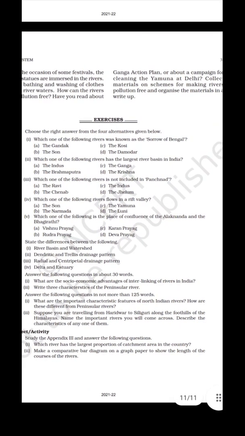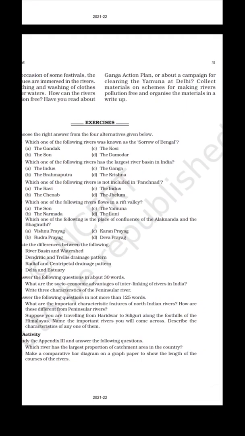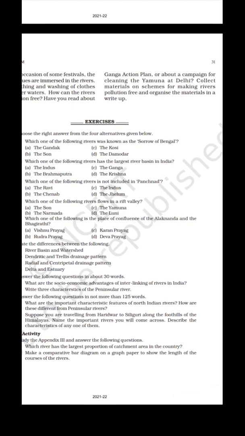Exercises. Choose the right answer from the four alternatives given below. Which one of the following rivers was known as the Sorrow of Bengal? The Gandak, the Kosi, the Son, the Damodar. Which one of the following rivers has the largest river basin in India? The Indus, the Ganga, the Brahmaputra, the Krishna. Which one of the following rivers is not included in Panchnad? The Ravi, the Indus, the Chenab, the Jhelum. Which one of the following rivers flows in a rift valley? The Son, the Yamuna, the Narmada, the Luni. Which one of the following is the place of confluence of the Alaknanda and the Bhagirathi?